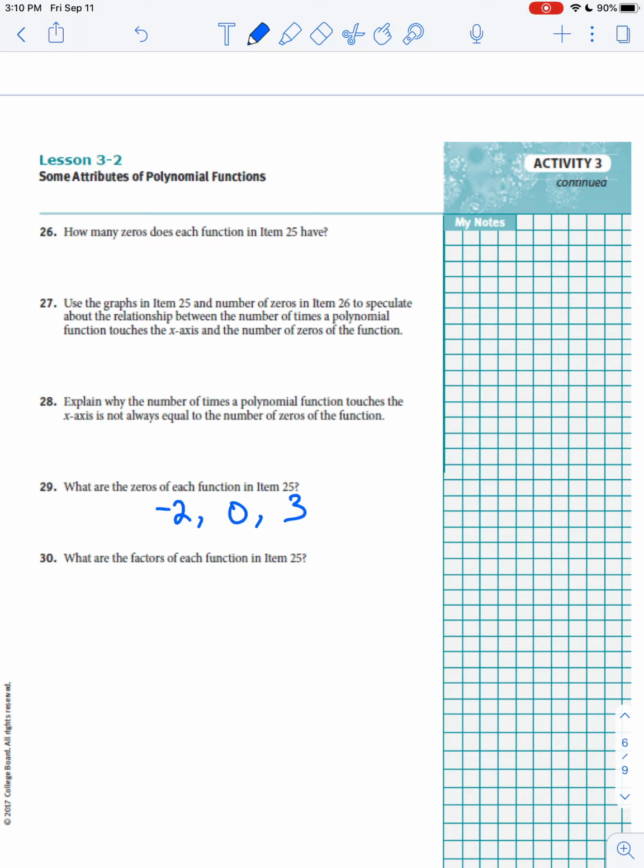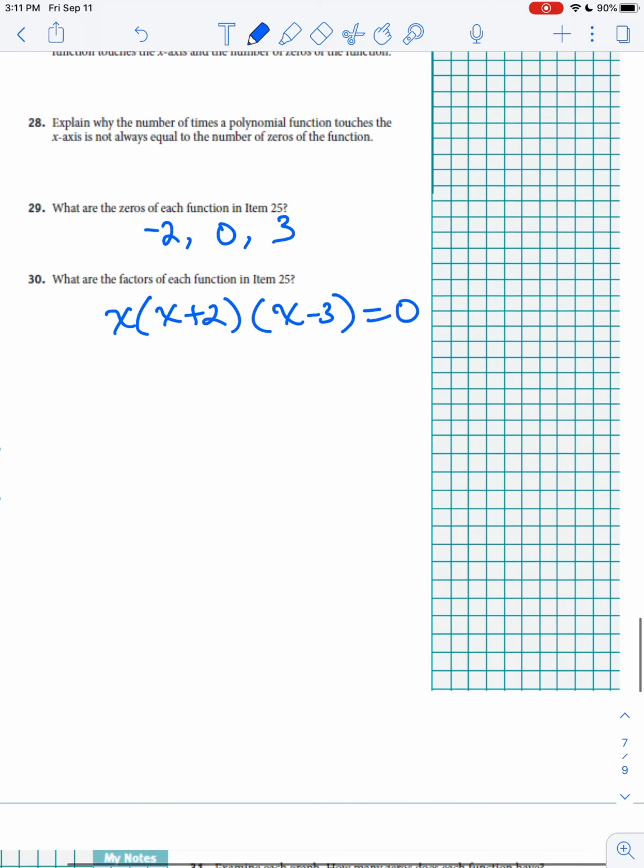Remember, we can turn those back into factors. To do that, we just have to reverse the signs. So if the zero was -2, it came from x plus 2. And if the zero is just 0, well, then that's just going to come from x. And if the zero is 3, that came from x minus 3. So we always reverse the sign when we write the zeros. And then we can set equal to 0, you can FOIL it out and distribute and get an equation back again. So that's the idea. And remember, those were just sketches, so these zeros might not be exactly perfect.